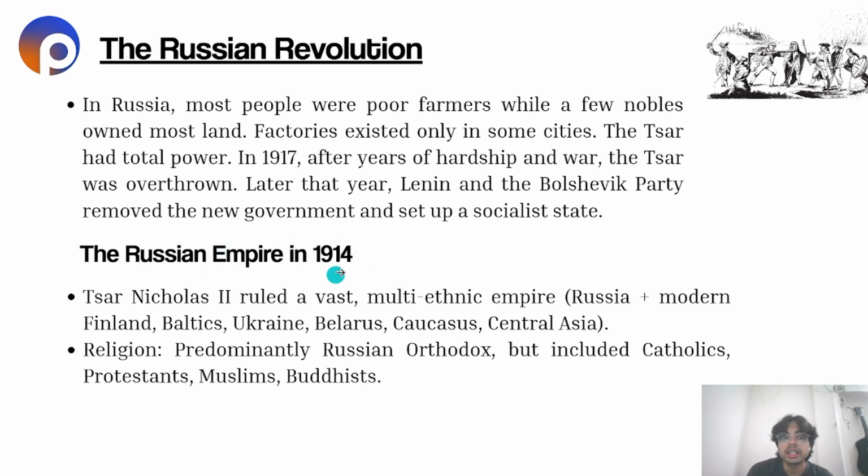The Russian Empire in 1914: Tsar Nicholas II ruled a vast multi-ethnic empire including Russia, modern Finland, the Baltic, Ukraine, Belarus, Caucasus, and Central Asia. Now, religion was predominantly Russian Orthodox, but also included Catholics, Protestants, Muslims and Buddhists.